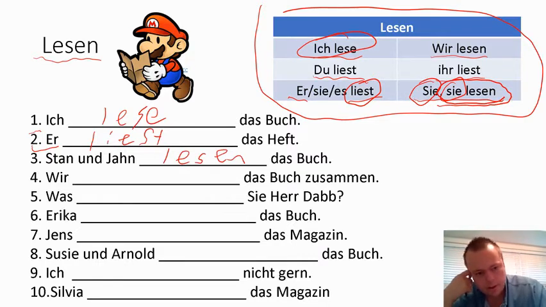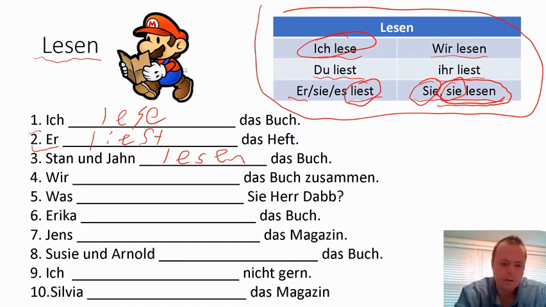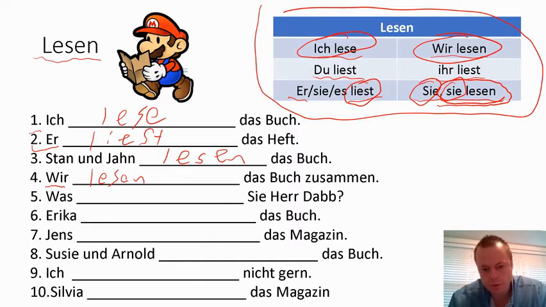Okay. Then we have wir. Okay, again, with wir, we look at that. That means we. Wir lesen das Buch zusammen. So lesen das Buch zusammen. Okay, the next one we have, I'll do one more with you. This one's a little trickier. This is actually a question. And the question is what are you reading, Herr Dab?